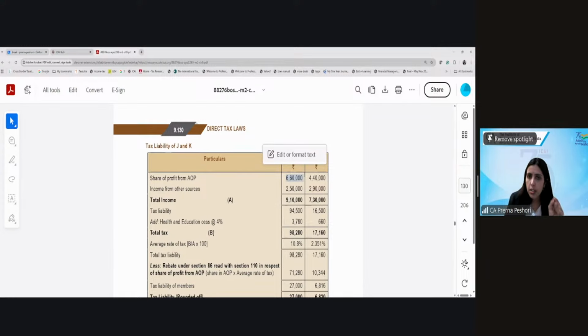6,60,000 into 2 divided by 11 will be taxed under PGBP. 6,60,000 into 8 divided by 11 will be taxed under capital gain. And 6,60,000 into 1 divided by 11 will be under IFOS. But here we do not have that information, so we are taking it as is. The income from other sources is 2.5 and 2.9.